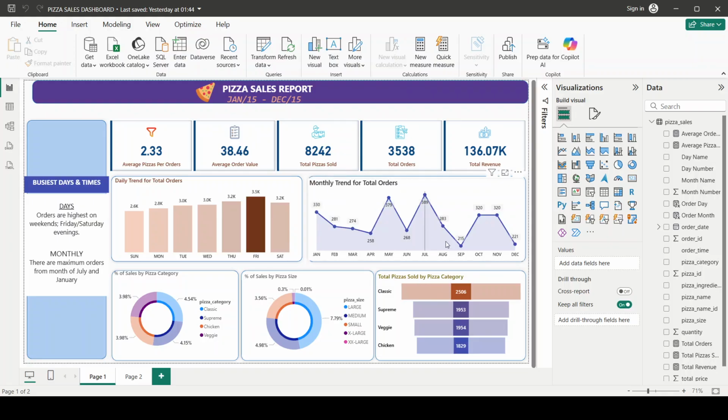Then I came back to the total pizzas sold by category. So we want to know for the pizzas, we have the chicken, we have the veggies, we have the supreme, we have the classic. So which ones were highly in demand? Where the classic had the highest demand, that is where our ingredients come into play. So it makes us understand which ones people want a lot.